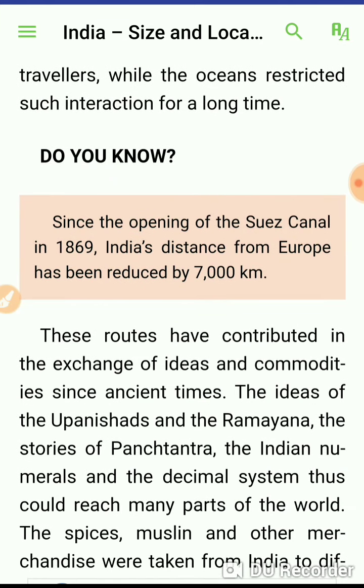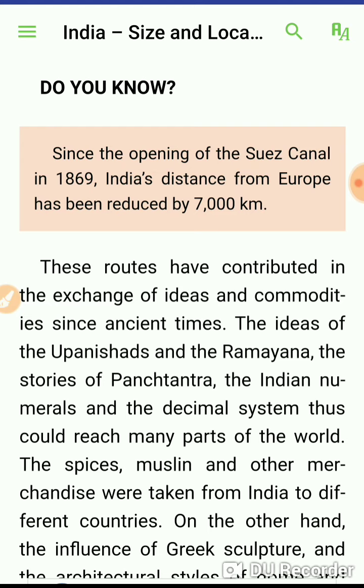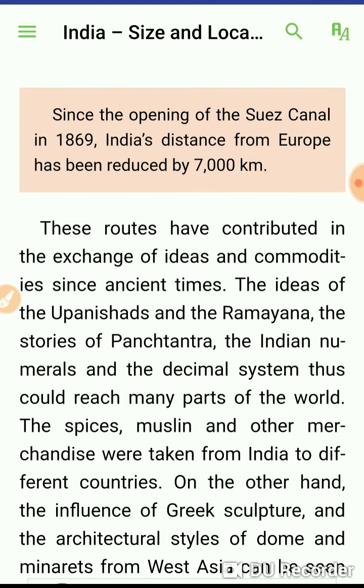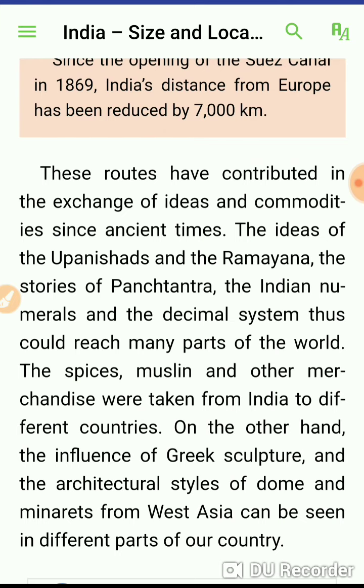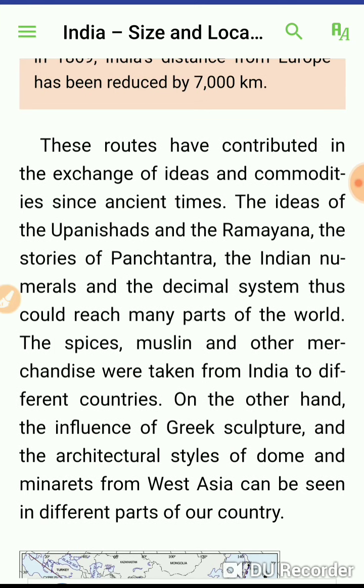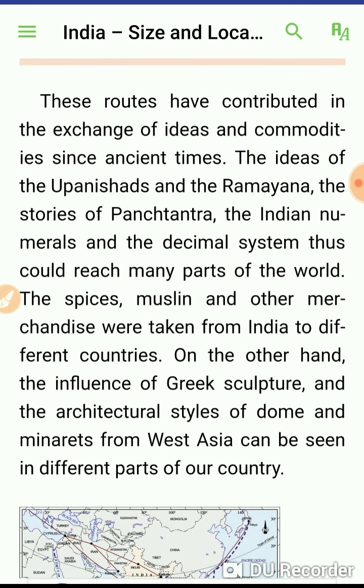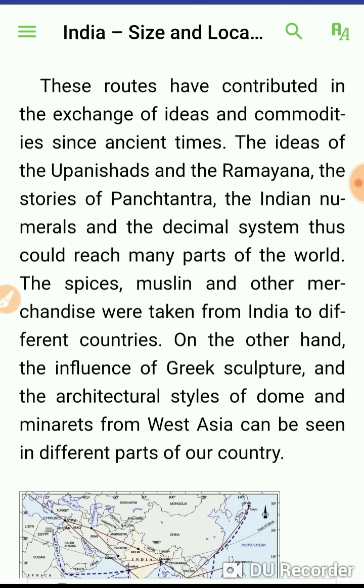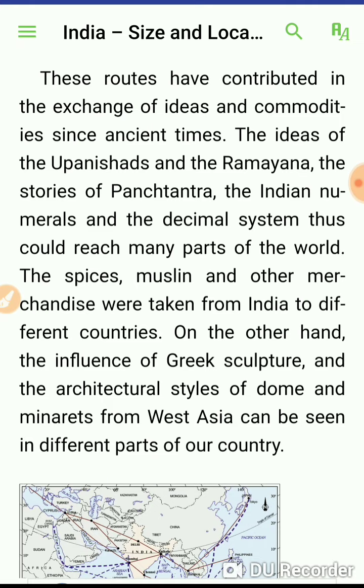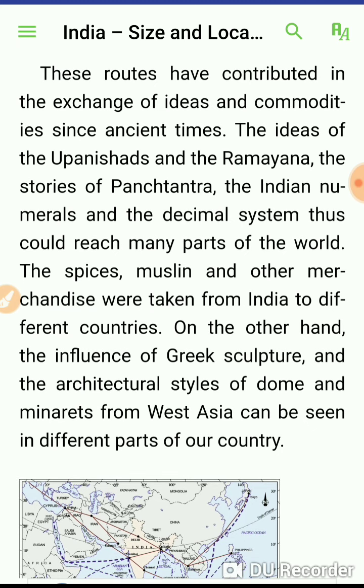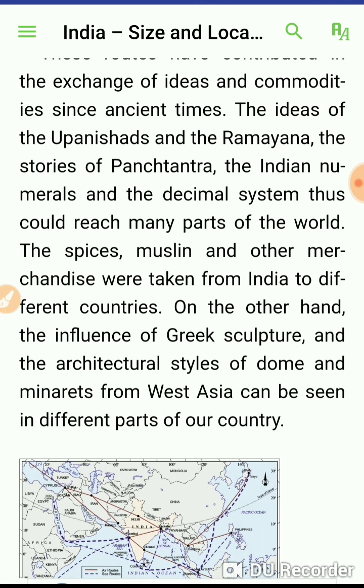These routes have contributed in the exchange of ideas and commodities since ancient time, that we have discussed. The ideas of the Upanishads and Ramayana, the story of Panchatantra, the Indian numerals, and the decimal system thus could reach many parts of the world. Okay, the spices, muslin. What is muslin? Muslin is a very specific high grade variety of silk that was initially invented in India, and from here it started moving from one place to another. Okay, and other merchandise were taken from India to different countries.